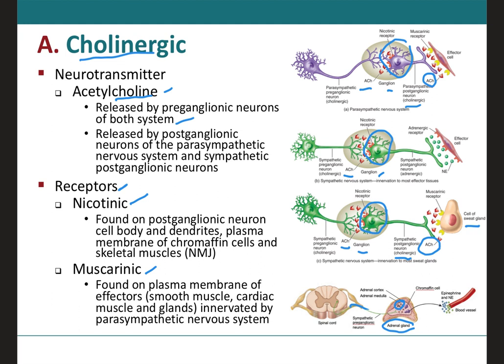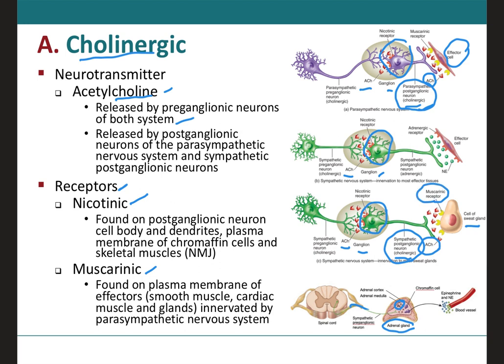On the other hand, the muscarinic acetylcholine receptors are going to be present in the plasma membranes of the effectors, because that's where they will synapse. So the smooth muscle of the organs, the cardiac muscle of the heart, and also glands. These are innervated by the parasympathetic postganglionic axons. In addition, most sweat glands receive their innervation from the cholinergic sympathetic postganglionic neurons, and they possess the muscarinic acetylcholine receptor.